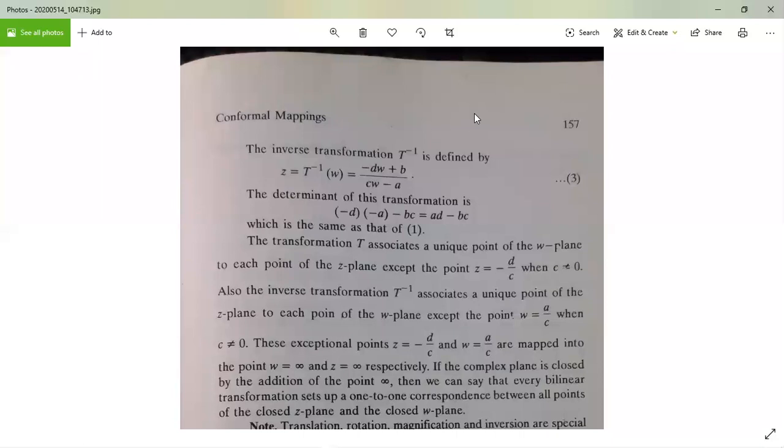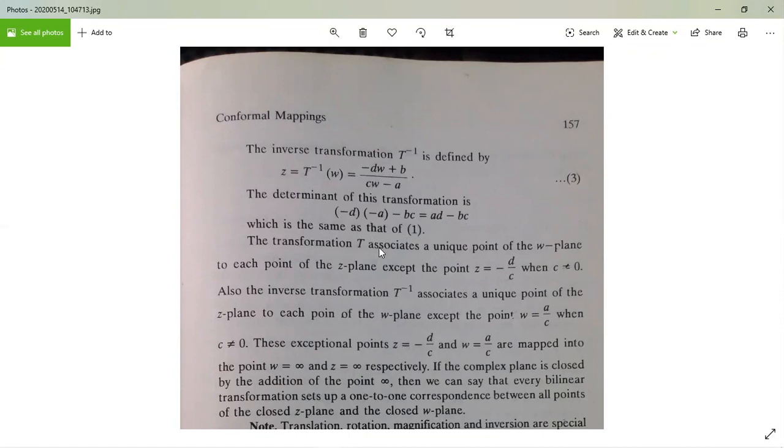The inverse transformation T inverse is denoted by z equals T inverse of omega, which is equal to minus d omega plus b by c omega minus a. The determinant of this transformation is minus d into minus a minus bc, which is equal to ad minus bc, the same as that of 1.